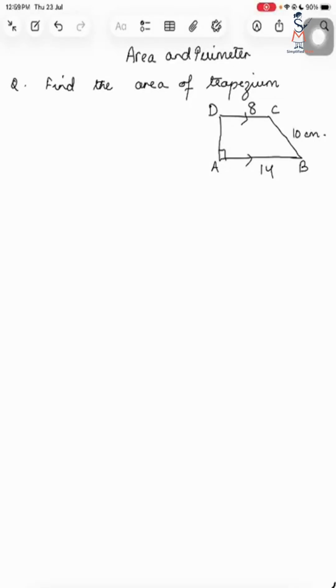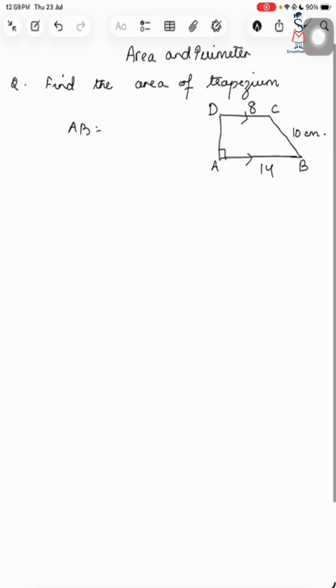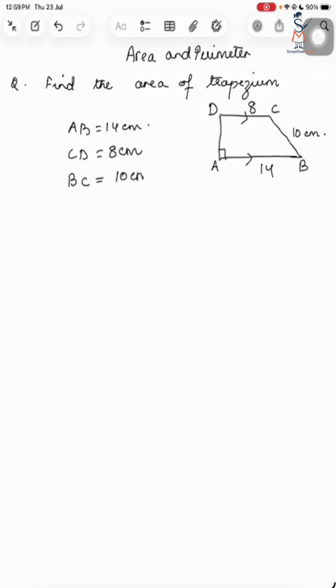Hi, we are doing area and perimeter. We have to find the area of this trapezium. Now, what is given? AB is 14 centimeter, CD is 8 centimeter, and BC is 10 centimeter. We have the parallel sides CD and AB which are given. Now, we need to find the distance between the parallel sides.